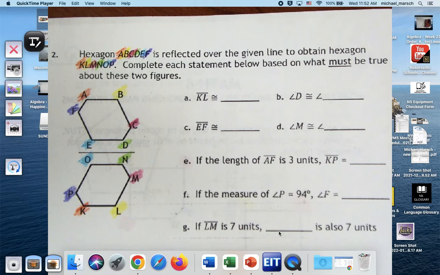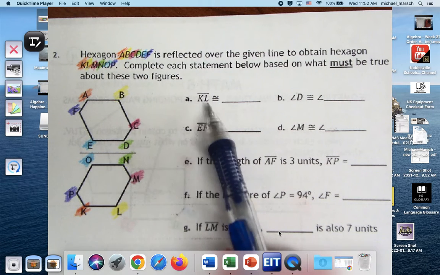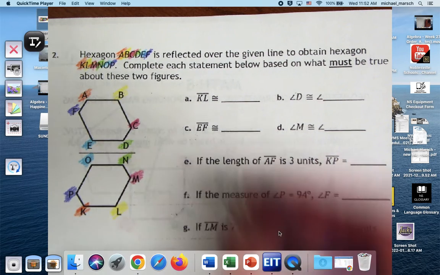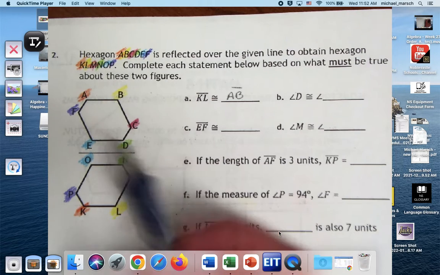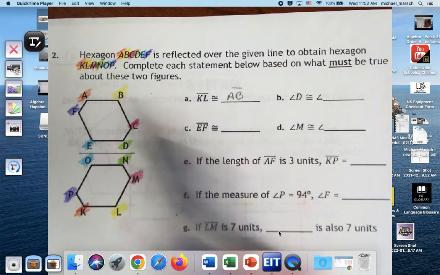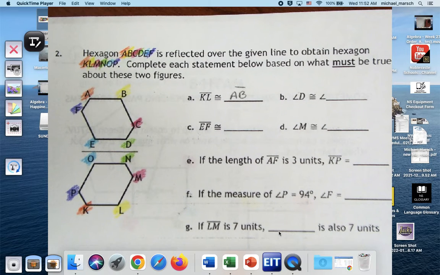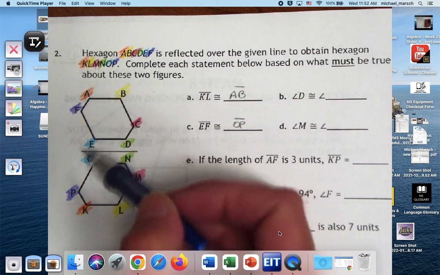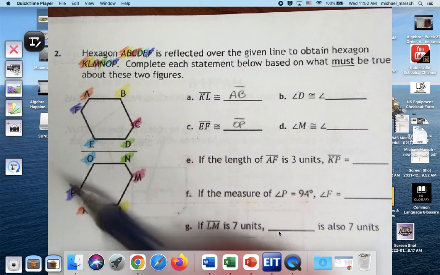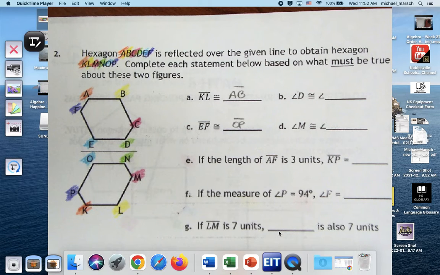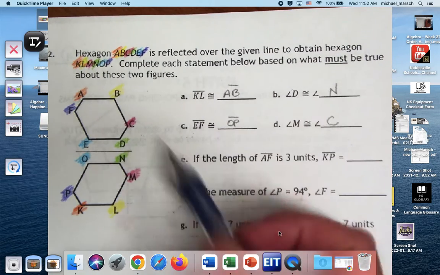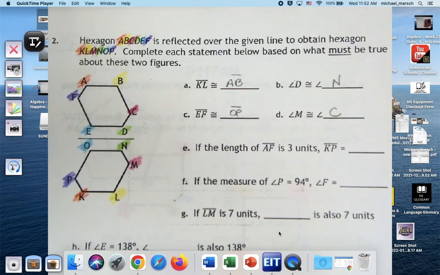Okay, so now we can look at these and easily find our congruent parts. KL is going to be congruent to what? Yep. Because we have orange, yellow, orange, yellow. How about EF? What is that going to be congruent to? OP. Because we have blue, purple, blue, purple. Angle D is going to be congruent to N, because they are both green. Angle M is going to be congruent to C, because they are both red. Right?